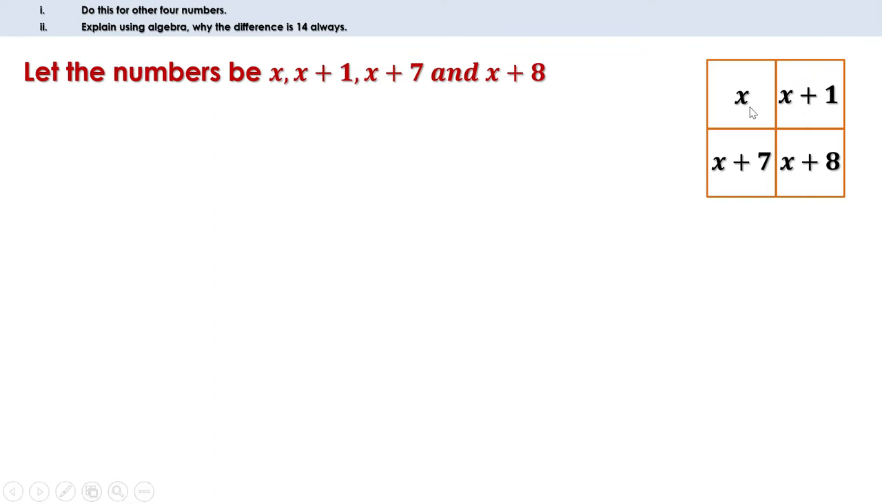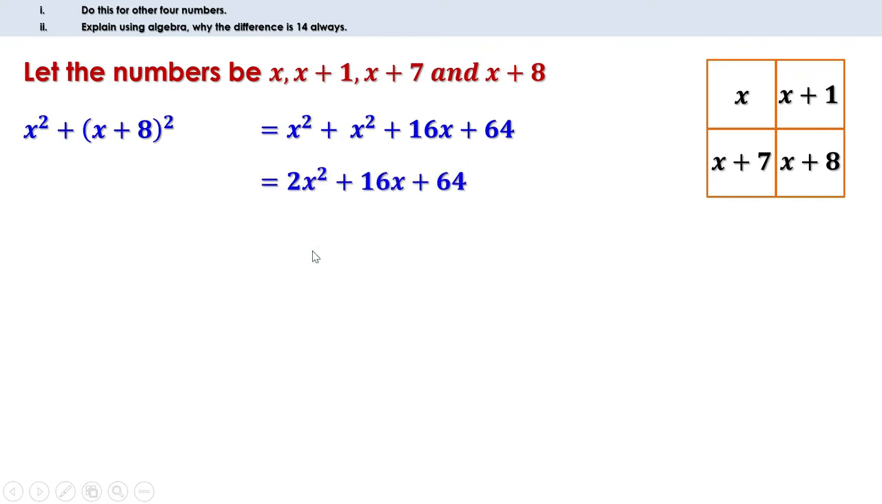Now let us find the sum of the squares of the diagonal pairs. That is x square plus x plus 8 whole square. X plus 8 whole square is x square plus 2 into x into 8 plus 8 square, or x square plus 16x plus 64. X square plus x square is 2x square. So this can be written as 2x square plus 16x plus 64.